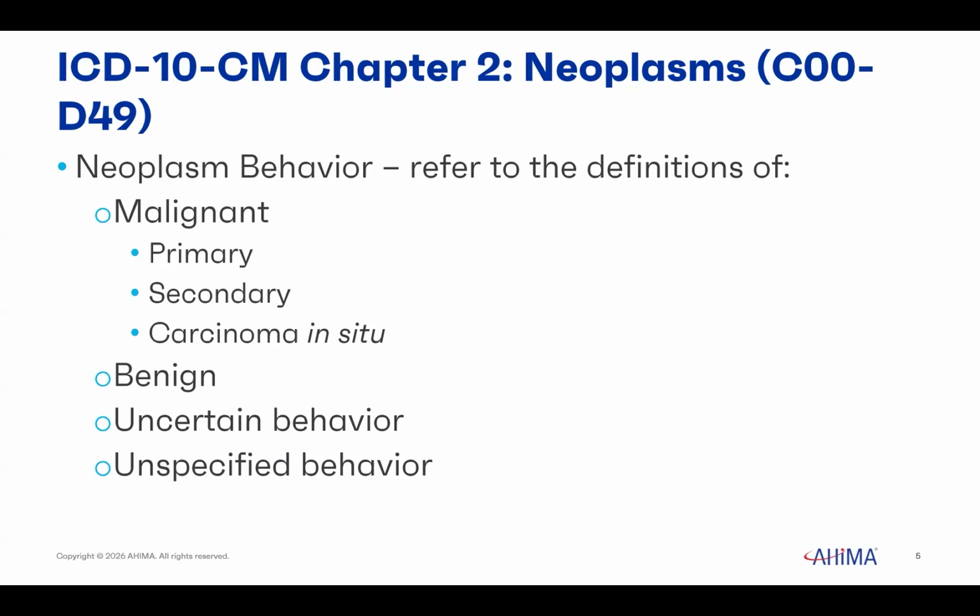With benign, we're talking about tumors that don't invade or metastasize. Then finally, we have uncertain behavior and unspecified behavior. And there are subtle differences between uncertain and unspecified. Uncertain means that pathology can't determine whether it's benign or malignant. Whether it's benign or malignant is uncertain. Unspecified means that the behavior isn't stated at all.